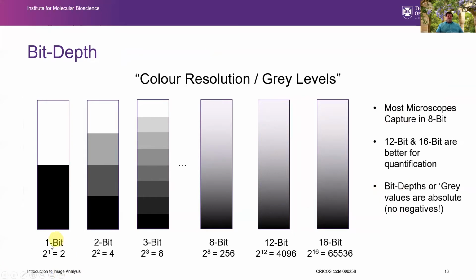So if you have a 1-bit image, it's 2 to the power of 1, and you have 2 options, black or white. For 2-bit, you would have 4 options, and 3-bit, 8 options, right through to the ones that we're more realistically capturing, which isn't in these discrete bins. It's 256 levels of gray for 8-bit, 4096 for 12-bit, or 65,536 for 16-bit images.